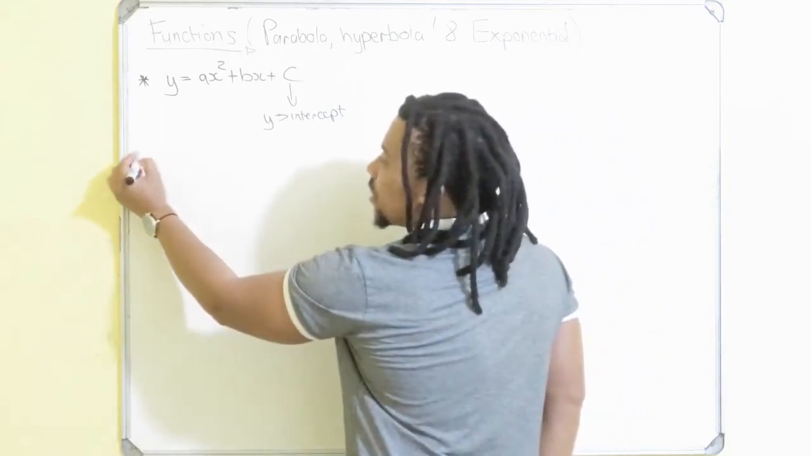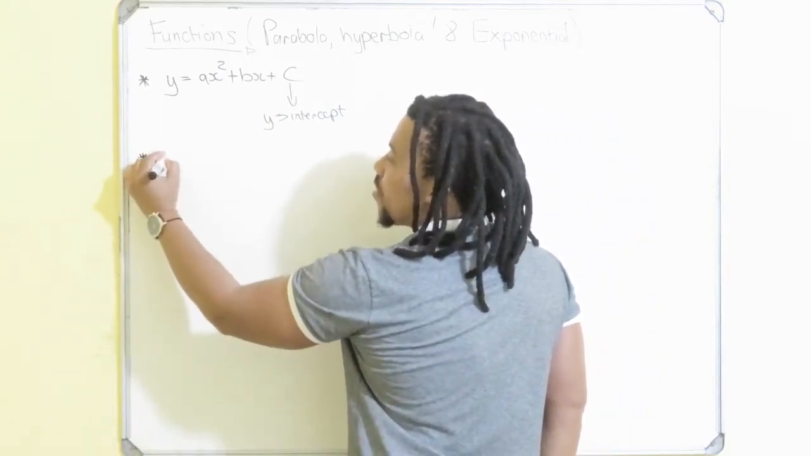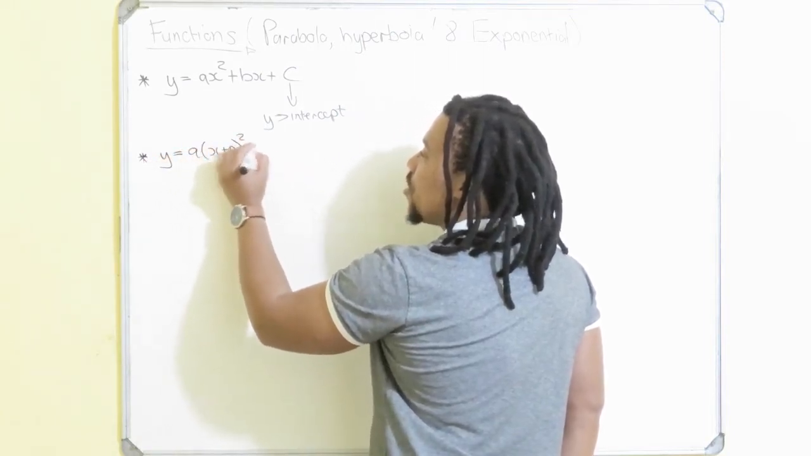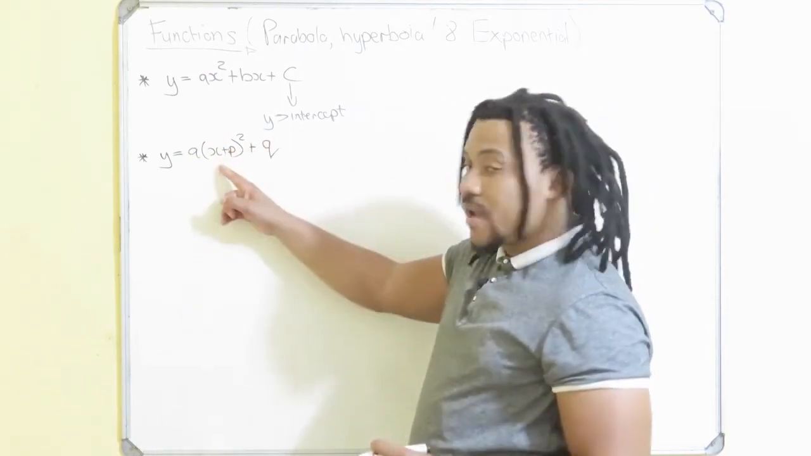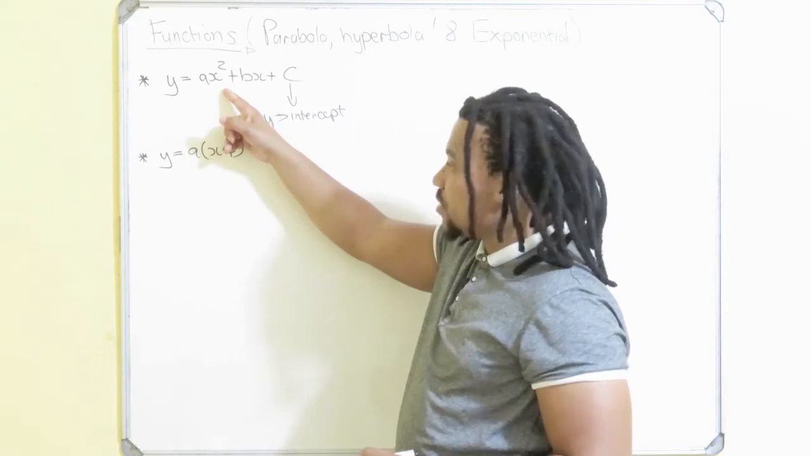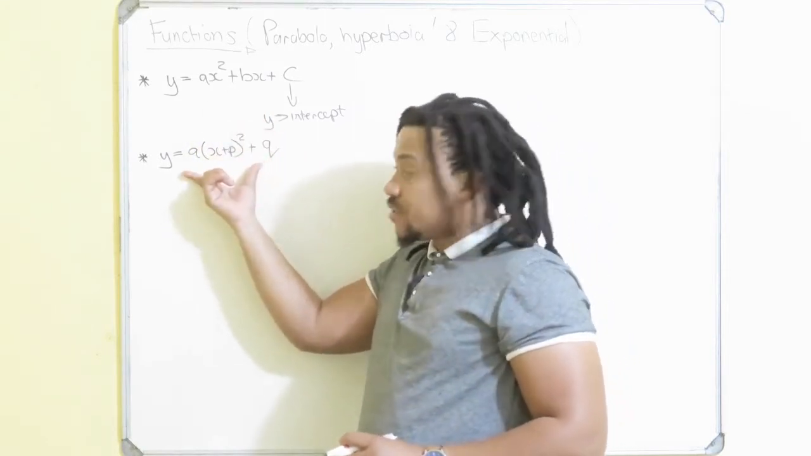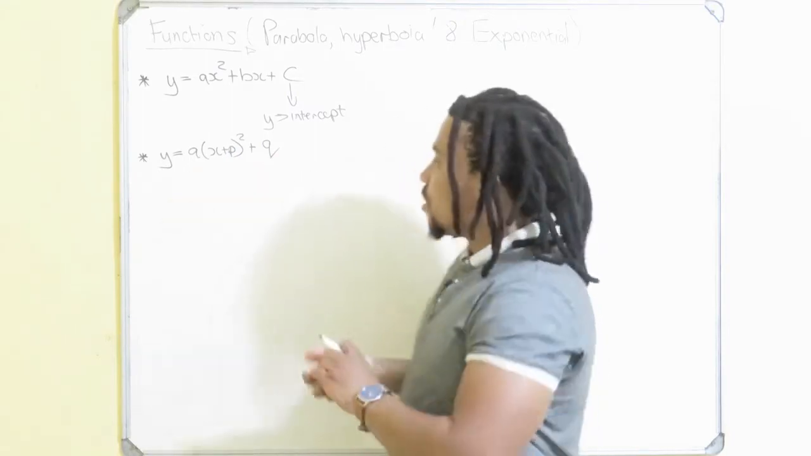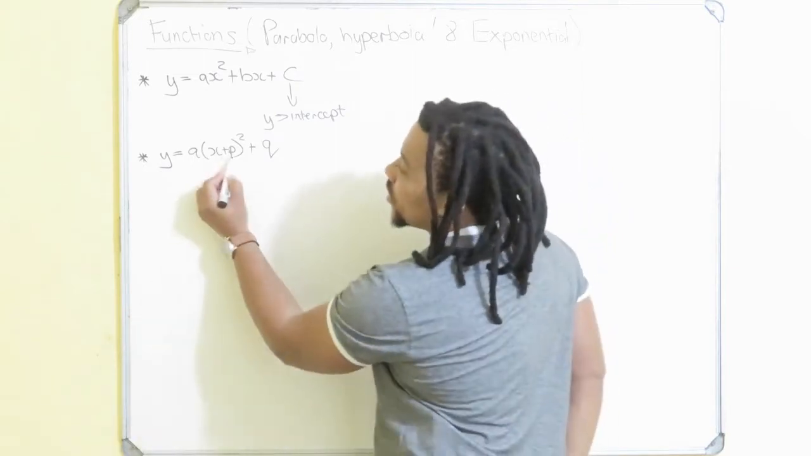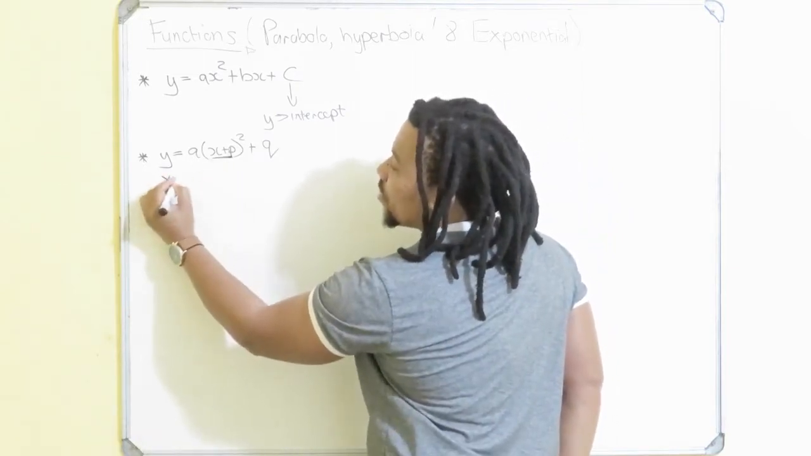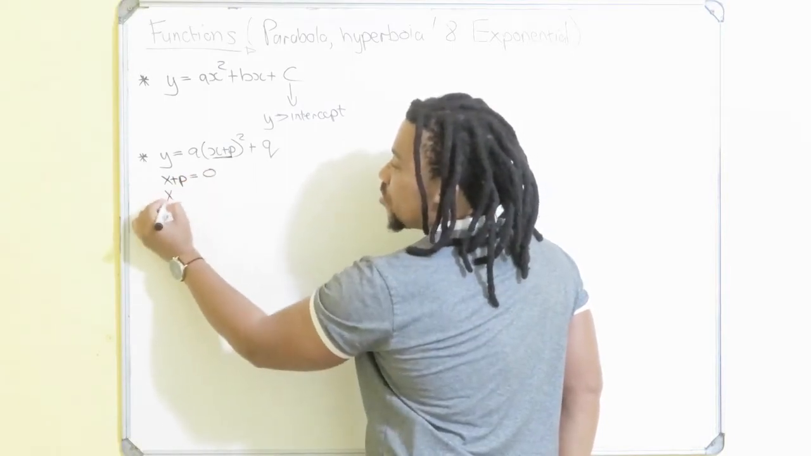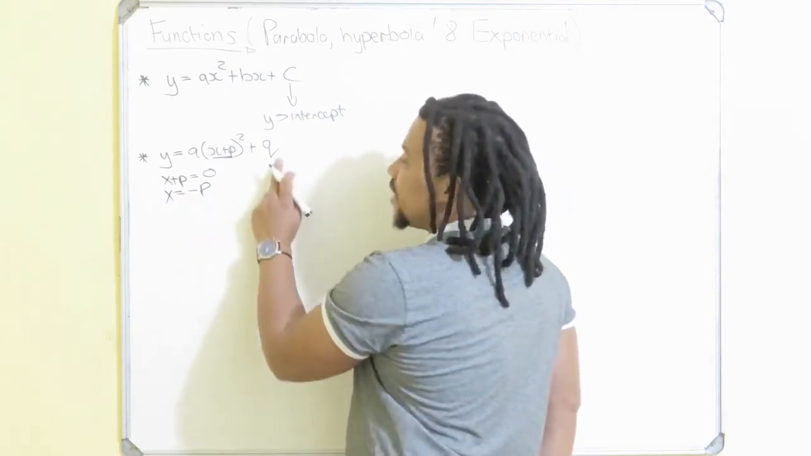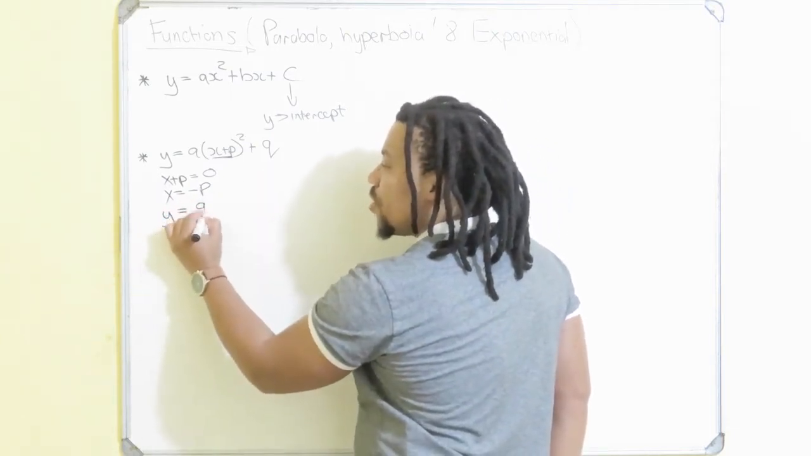The second equation that we use in parabola functions is given by y equals a(x plus p) to the power 2 plus q. This equation is the completed square form of that equation. When you are given this equation in this form, it tells us the coordinates of the turning point. To get the x coordinate of the turning point, we take the expression inside the bracket, equate it to 0, and solve, so x equals minus p. The y coordinate of the turning point will be given by q.